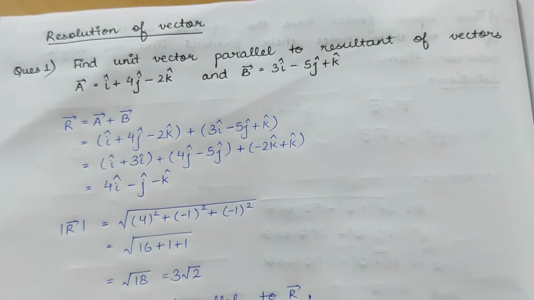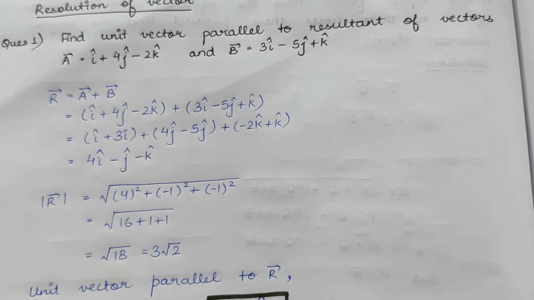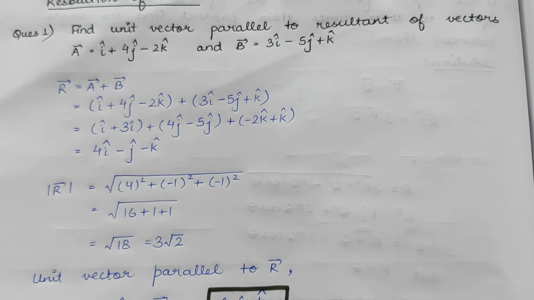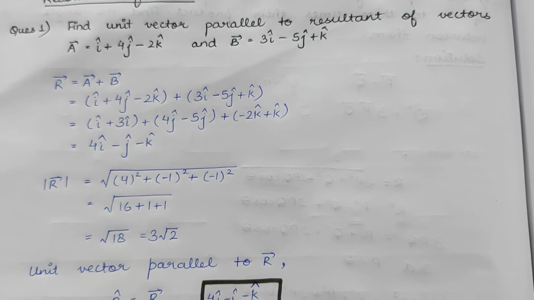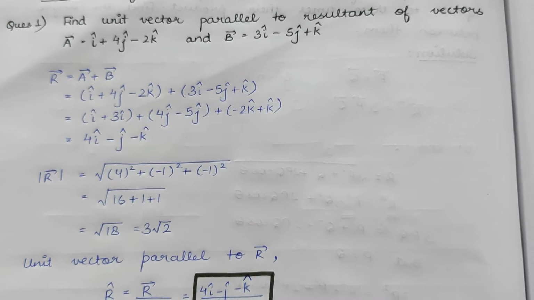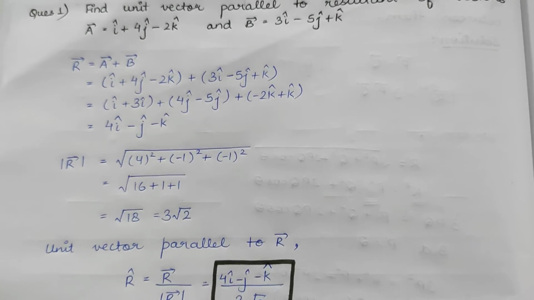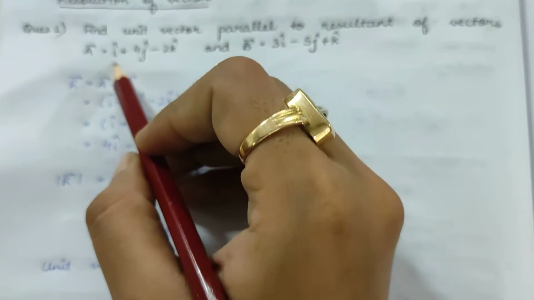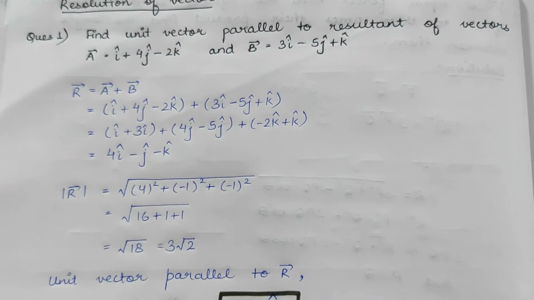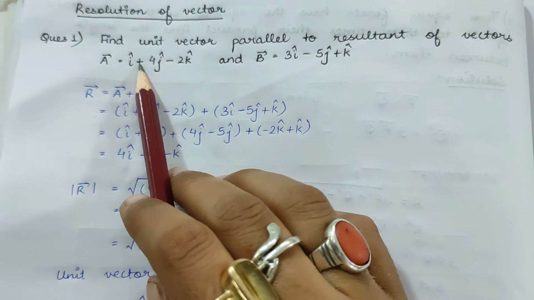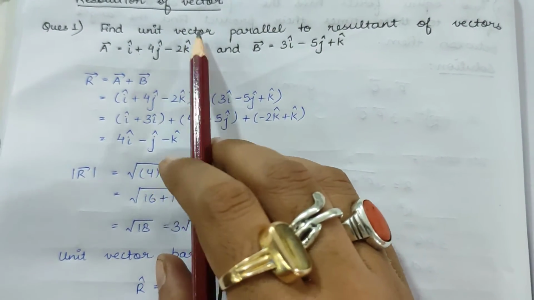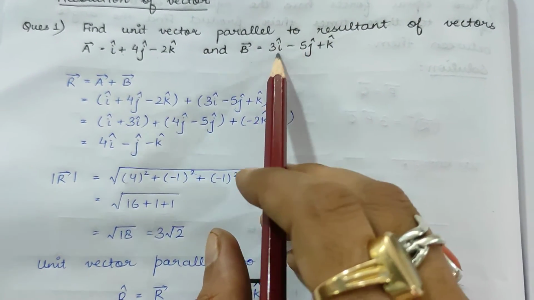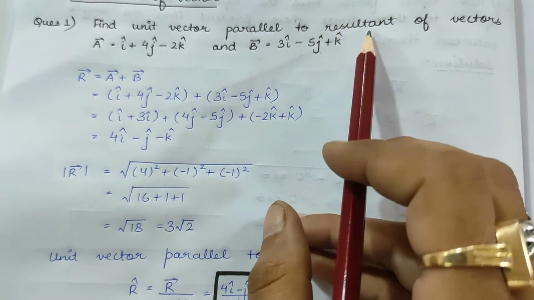Okay class, so we will try to solve these questions. The first question says find the unit vector which is parallel to the resultant of the given vectors. The given vectors are A, which is equal to i cap plus 4j cap minus 2k cap, and vector B, which is equal to 3i cap minus 5j cap plus k cap.